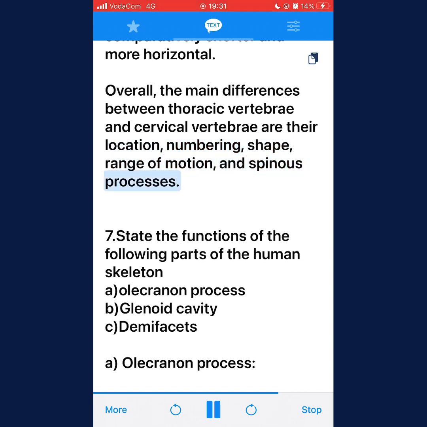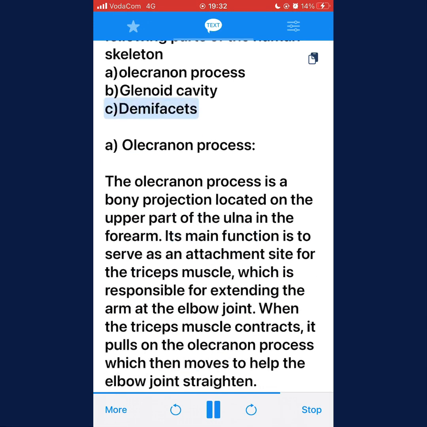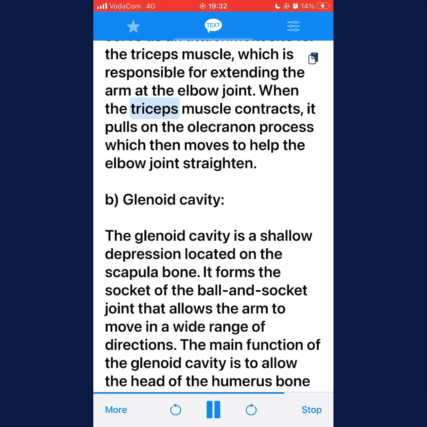7. State the functions of the following parts of the human skeleton. A. Olecranon process. B. Glenoid cavity. C. Demifacets. Olecranon process. The olecranon process is a bony projection located on the upper part of the ulna in the forearm. Its main function is to serve as an attachment site for the triceps muscle, which is responsible for extending the arm at the elbow joint. When the triceps muscle contracts, it pulls on the olecranon process, which then moves to help the elbow joint straighten.